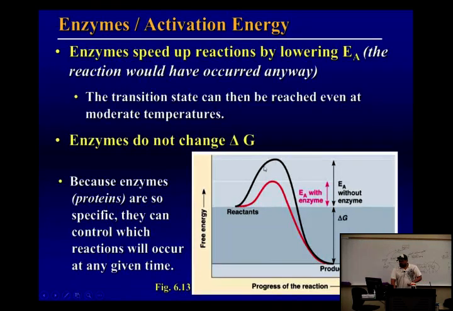What is the difference between this black line and this red line? Enzymes are added to make this one red because it lowers the energy of activation. So this is the energy that's required without an enzyme. This is the energy that's required with an enzyme. It's less. Did the enzyme change delta G? Because delta G is the energy difference between the reactants and the products.